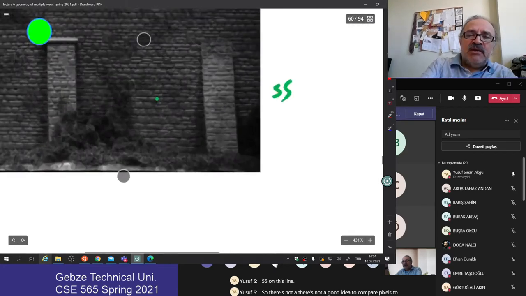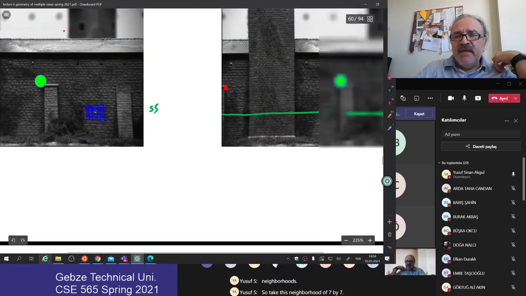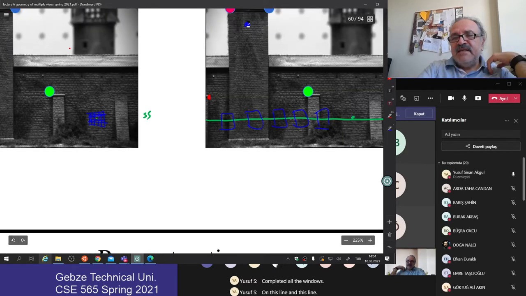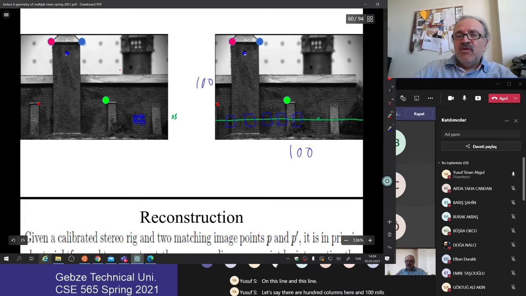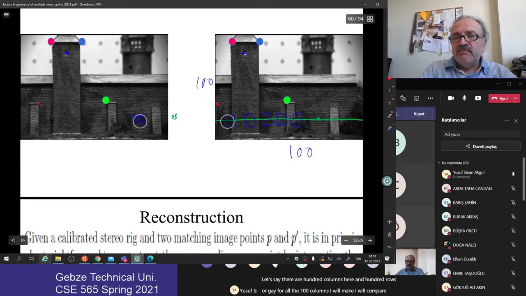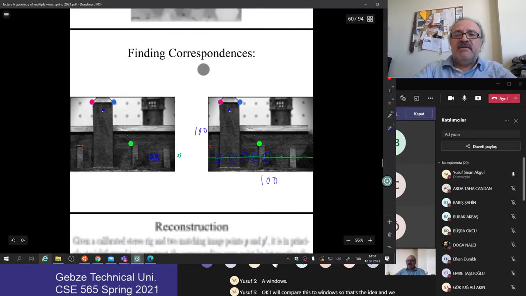But it might be a good idea to compare neighborhoods. So take this neighborhood of 7x7 window and compare it to all the windows around this line. Let's say there are 100 columns and 100 rows. For all the 100 columns, I will compare these two windows. So that's the idea, and we are going to come to this when we find the correspondences.